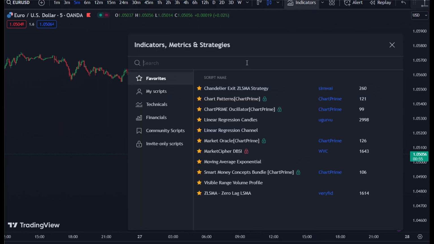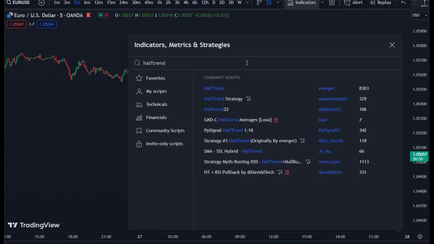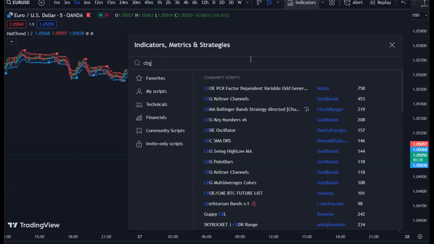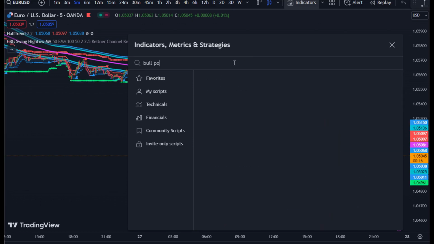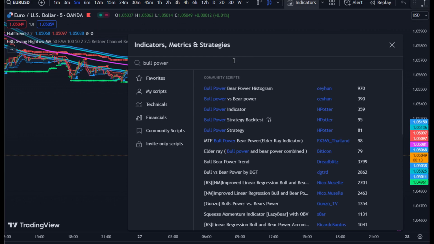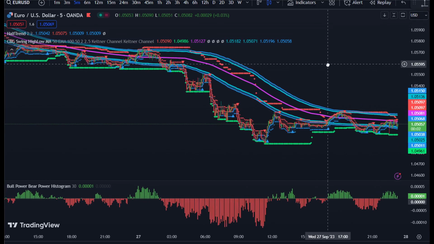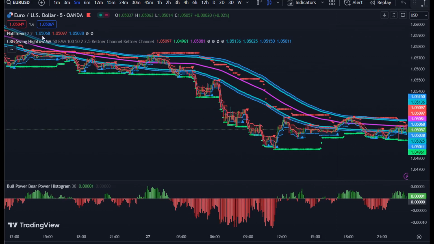Click on indicators. The first indicator that we're going to be using is the half trend. The second indicator that we will use is the CBG swing high-low. The final indicator that we will be using is the bull power bear histogram. All right, we got all of our indicators loaded up. It's a little bit messy, but we're going to fix that.